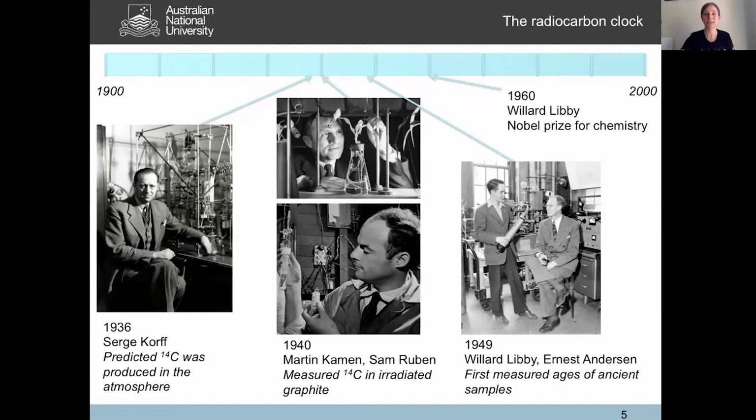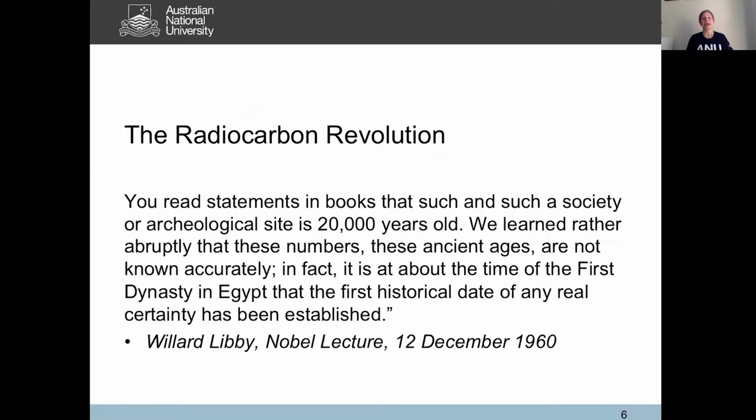And the significance, I think, is really nicely summed up by a quote from Libby's Nobel lecture that was given in 1960. So he said, "You read statements in books that such and such a society or archaeological site is 20,000 years old. We learned rather abruptly that these numbers, these ancient ages, are not known accurately. In fact, it is about the time of the first dynasty in Egypt that we have the first historical date if any real certainty has been established."